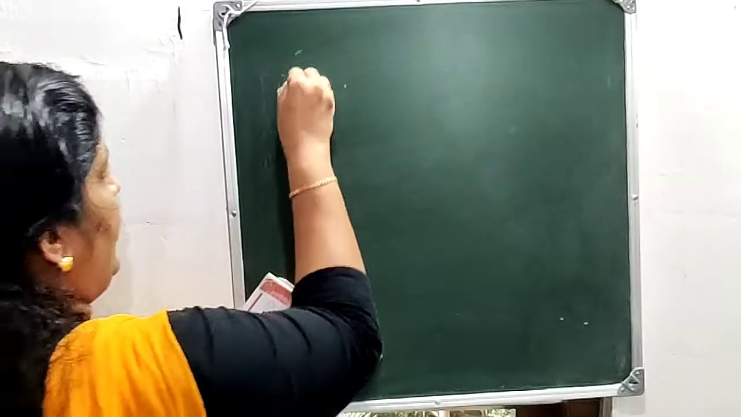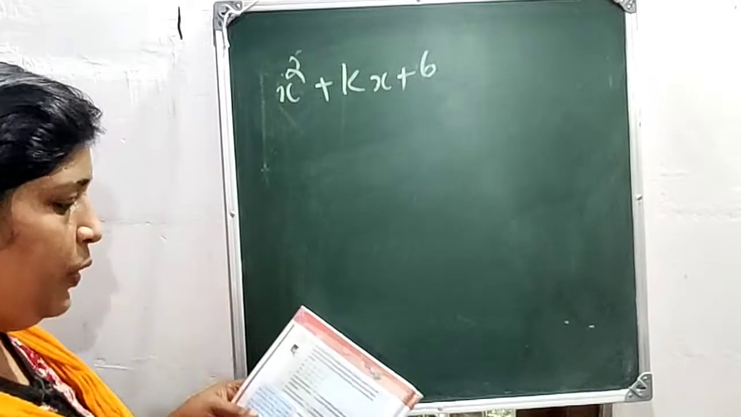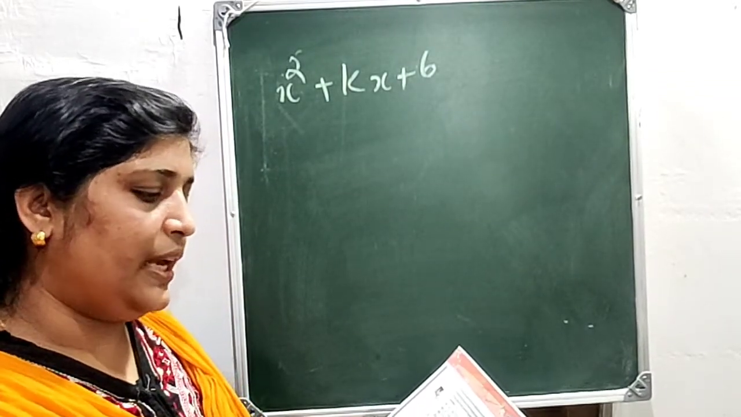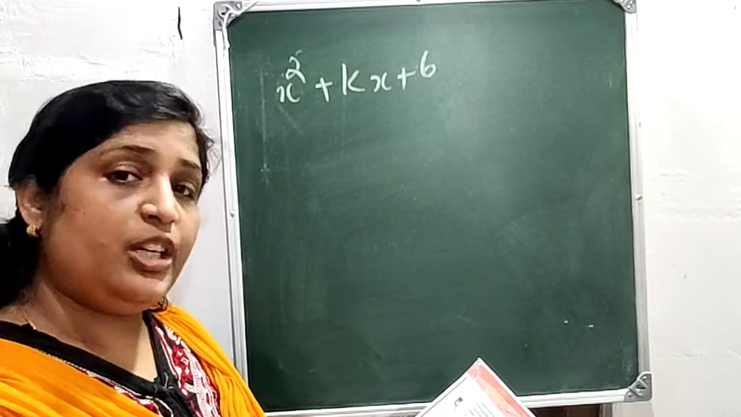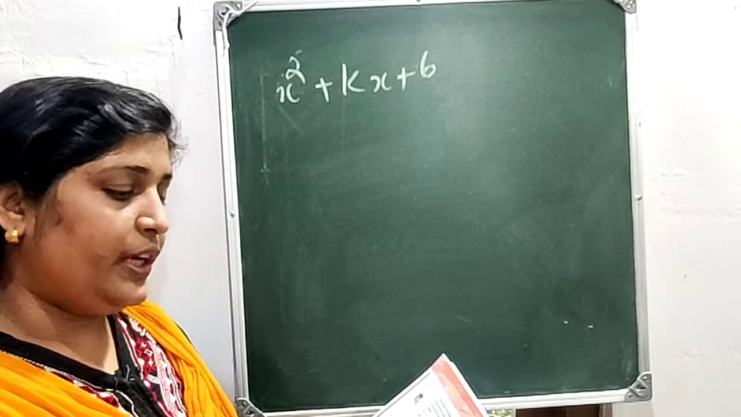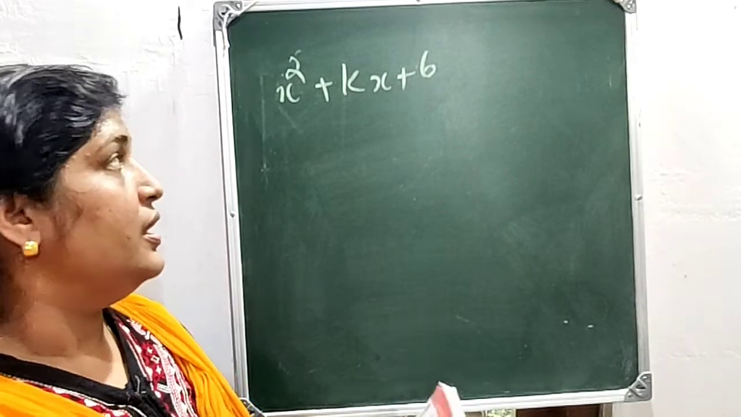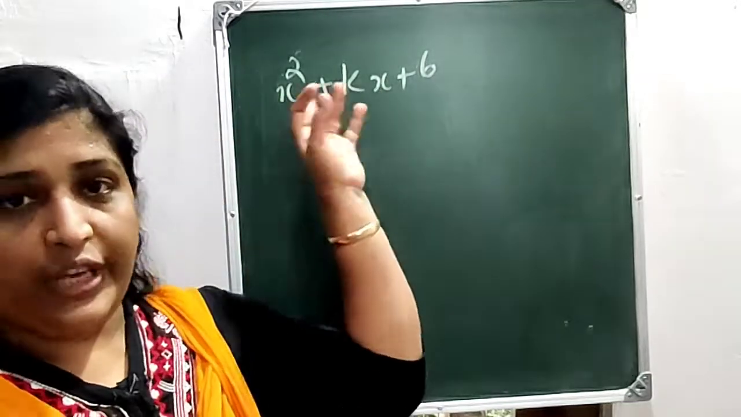This is the second problem. In the polynomial x square plus kx plus 6, what number must be taken as k to get a polynomial for which x minus 1 is a factor? Find also the other factor of that polynomial. Okay, so it's a frequently asked question. Find the value of k.